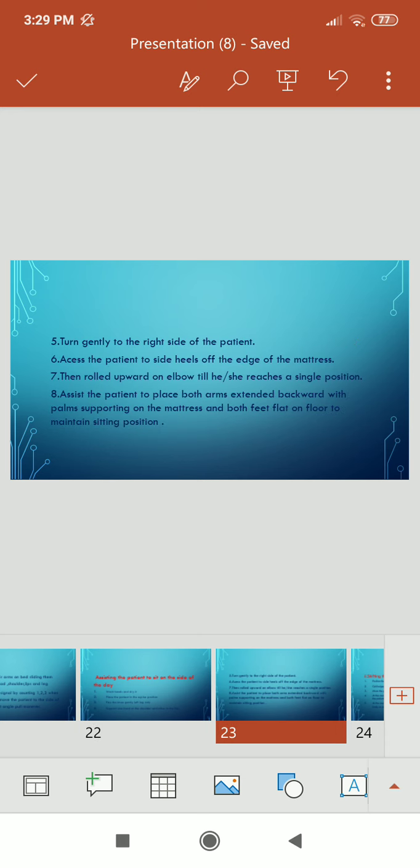Turn gently to the right side of the patient. Assess the patient's side, heels at the edge of the mattress. Then roll upward on an elbow till he or she reaches a sitting position. Assist the patient to place both arms extended backward with palms supporting on the mattress and both feet flat on the floor to maintain the sitting position.